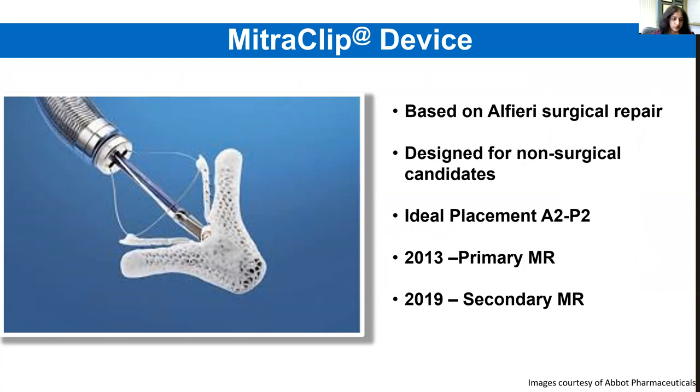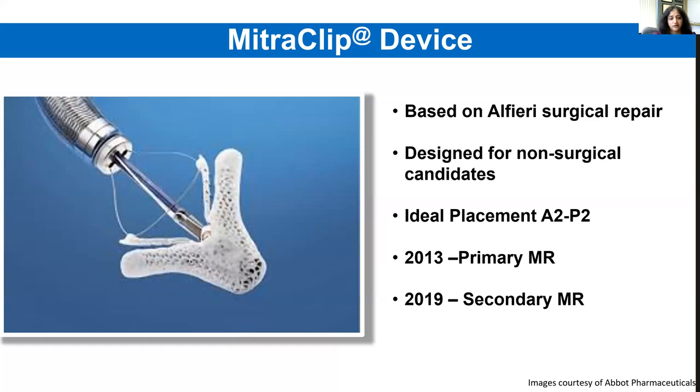The leaflets would insert on the arms, and then the grippers would come down and really sandwich the leaflets, and then the whole valve would close. The ideal placement for the MitraClip device is A2 to P2. It's the zone that's relatively cord-free. In 2013, based on Everest trials, it was approved for degenerative MR. And in 2019, based on COAPT, it was approved for secondary MR.